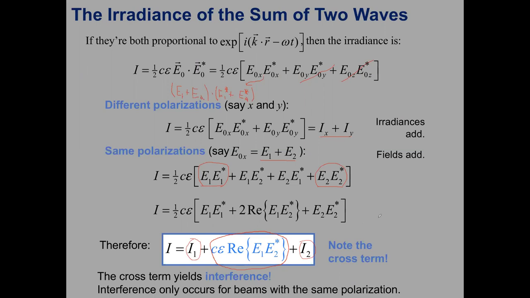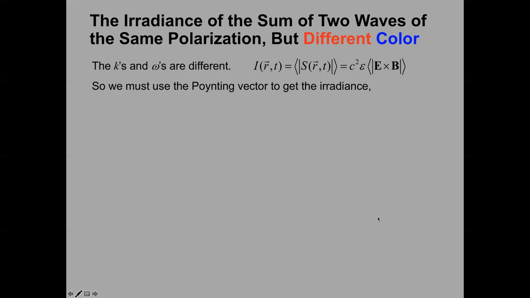Okay, so let's see a separate example. Let's see what kind of interference we get if we have two laser beams, but they're different colors. Let's say one is red and one is blue. And here, fortunately, the wave numbers and the frequencies are different.